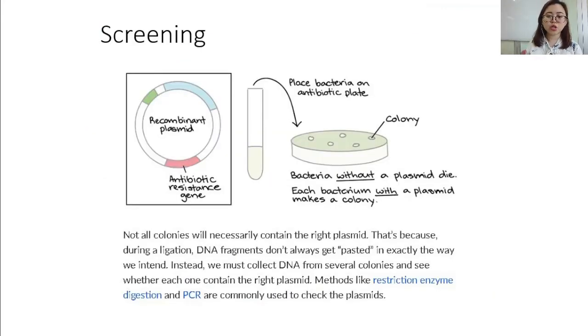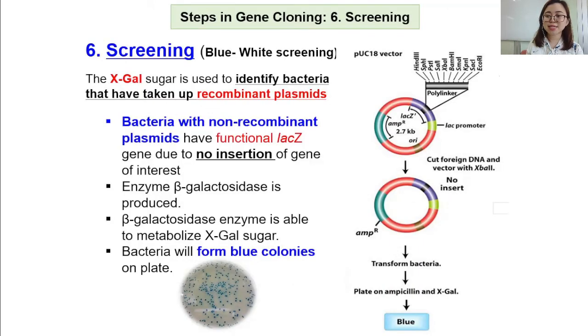Then we will go into the next type of screening, which is identifying which of them can digest X-gal. X-gal is a type of sugar that is used to identify bacteria that have taken up recombinant plasmid. X-gal has a form similar to lactose, just slightly different. Okay? Now let's see how we use X-gal.